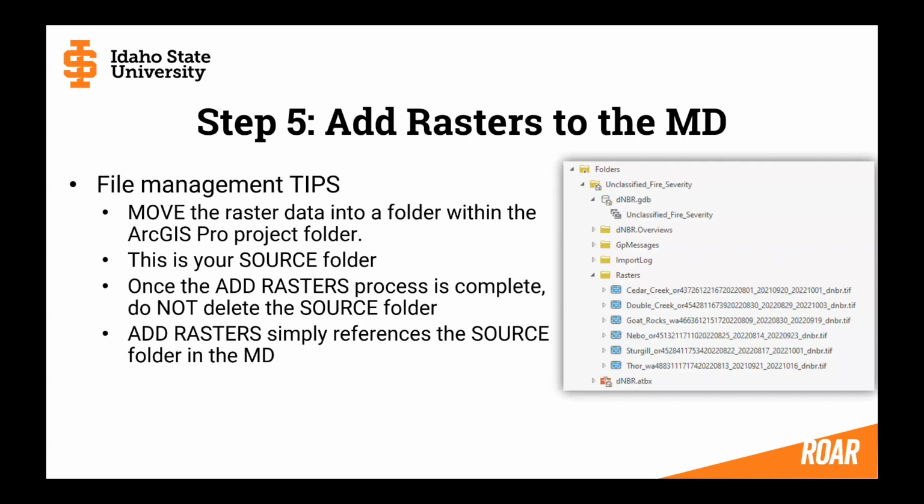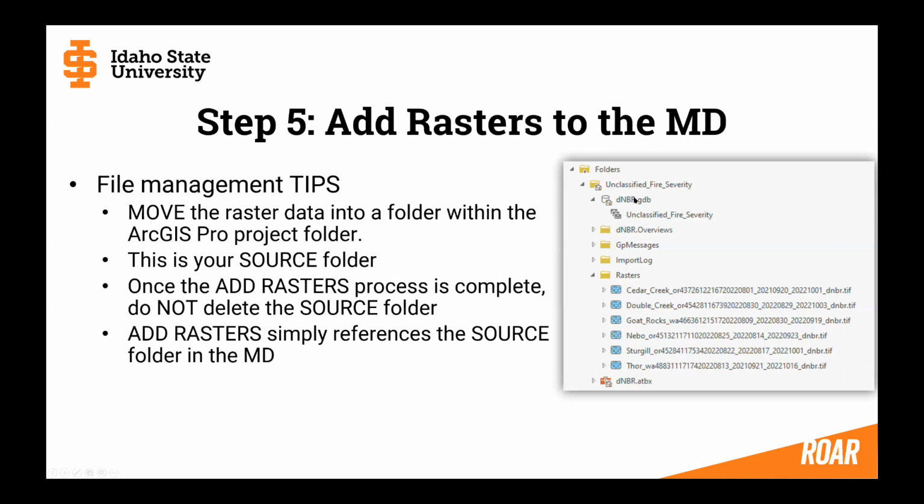Step 5, once we've created the empty Mosaic data set, is to add rasters to the Mosaic data set. Let's say what I have here is a folder, and I like to create a folder that I normally call Rasters. Works out really well for a presentation like this too. Here's a little bit of file management tips. Move the raster data, all those files, into a folder within your ArcGIS Pro project file, a project folder. That makes file management in the long term much, much easier.